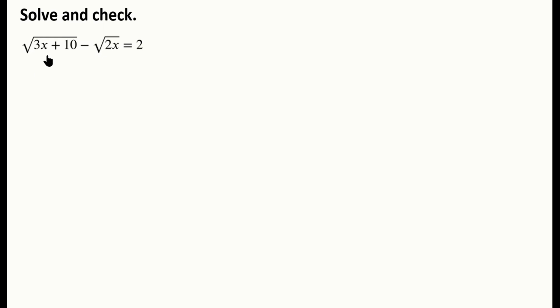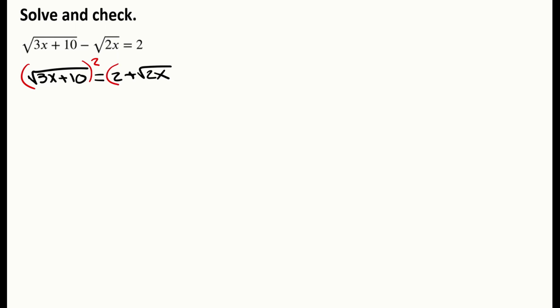with radicals in the radicand position. So we'll go ahead and move this one to the other side so that we end up with only one square root on each side, because that's how these become much simpler to solve. And so we'll end up with square root of 3x plus 10 is equal to 2 plus the square root of 2x. Now we're ready to go ahead and square both sides.